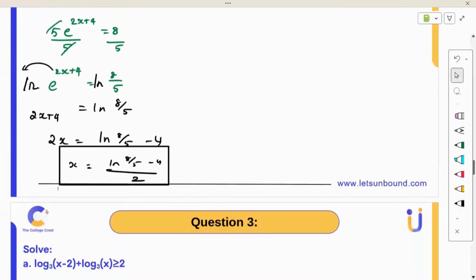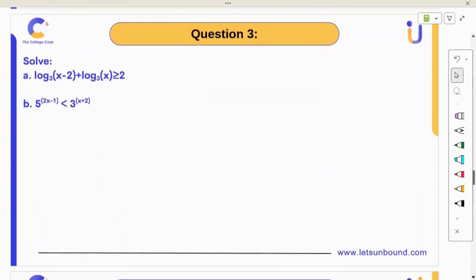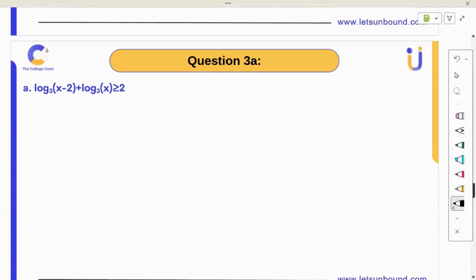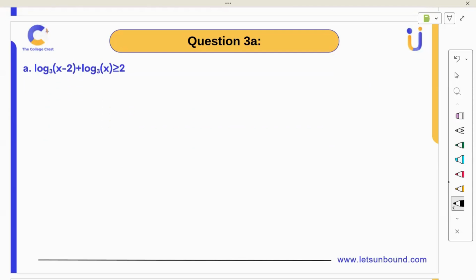It is a question on inequalities. Log 3 of x minus 2 plus log 3 of x is greater than or equal to 2. Maybe let's go for, okay, let me change this a little. x minus 2 and x plus 2. So then 5 over 2x minus 1 is less than 3 over x plus 2. So let's solve this first part. So I'm changing this to x plus 2.